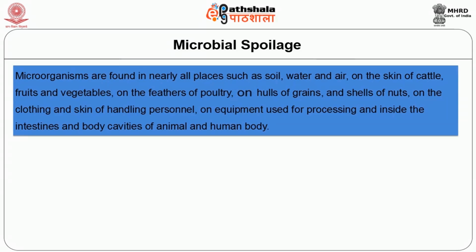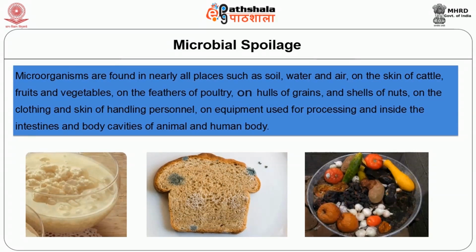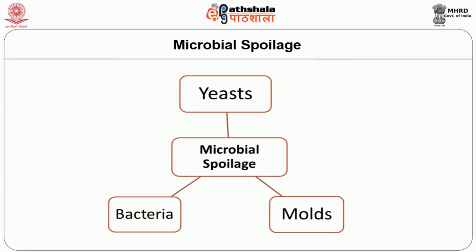These microorganisms such as bacteria, yeast, molds spoil food by producing substances which alter color, texture and odor of the food. It also renders the food unfit for human consumption. For example, souring of milk, growth of mold on bread and rotting of fruits and vegetables. The three major groups of microorganisms that are responsible for food spoilage are yeast, molds and bacteria.